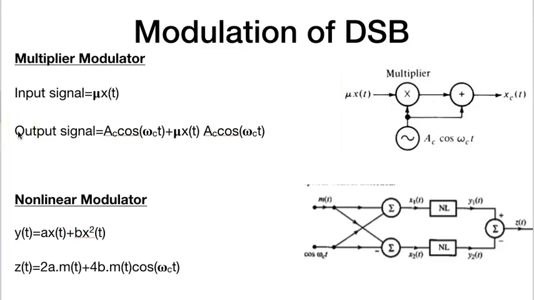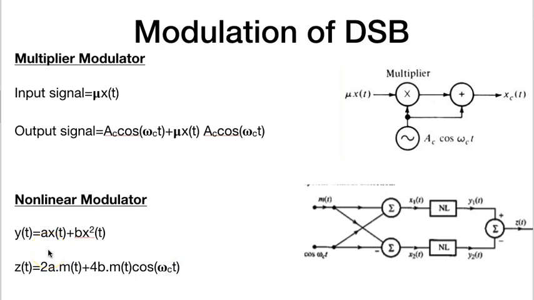Now there are different techniques which are helpful in modulating AM signals. First, talking about the double sideband, a multiplier modulator is used, having an input mu of x(t) and output AC cos omega ct plus mu of x(t) into AC cos omega ct. If you take AC cos omega ct common, you will get 1 plus mu x(t). That is our output. By a non-linear modulator, what happens is, if you see, with the help of the adders and a non-linear modulator, we'll get our message signal.